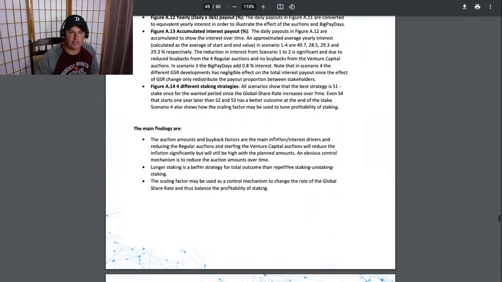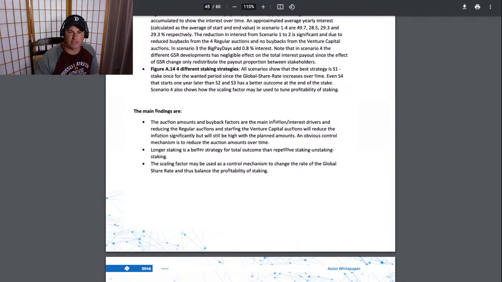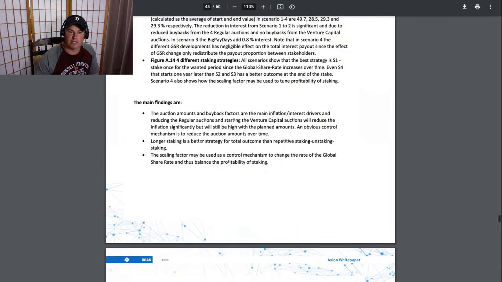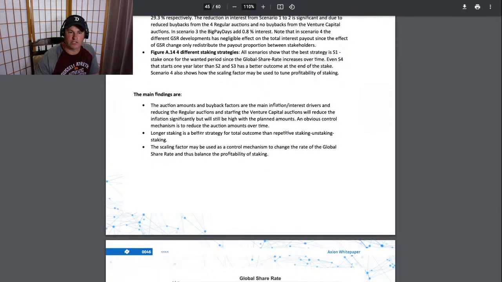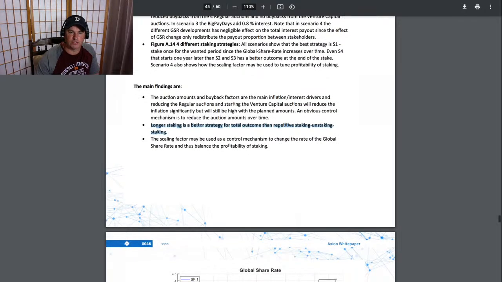Now, the main findings are that the auction amounts and buybacks factor are the main inflation and interest drivers. Reducing the regular auctions and starting the venture capital auctions will reduce the inflation significantly, but it will still be higher than planned amounts. And obvious control mechanisms to reduce the auction amounts over time, which is pretty much the plan. Longer staking is a better strategy for total outcome than repetitive staking and unstaking. So that's where that compound interest comes in, built into the global share rate. The scaling factor may be used as a control mechanism to change the rate of the global share rate and thus balance the profitability of staking. So it'll be interesting to see what they do with that scaling factor, but that's the way it works.